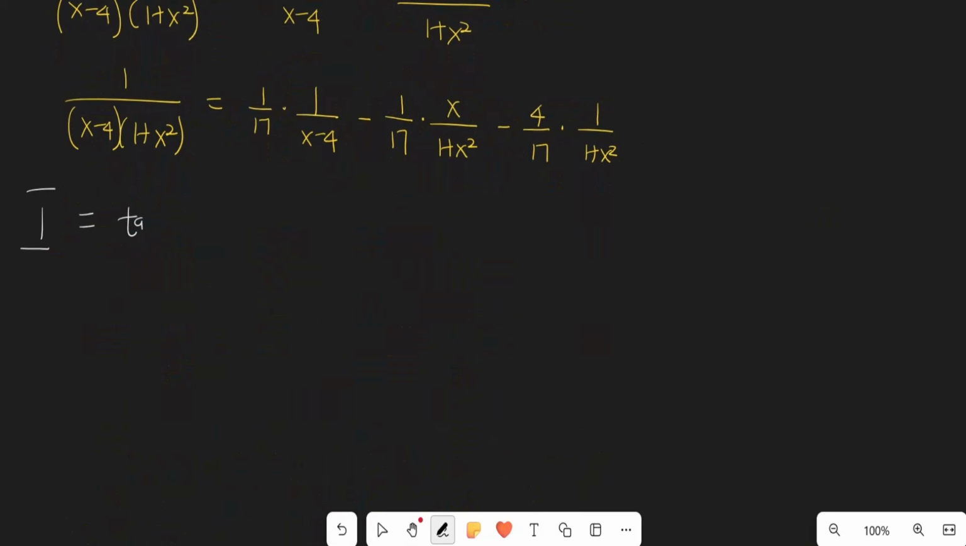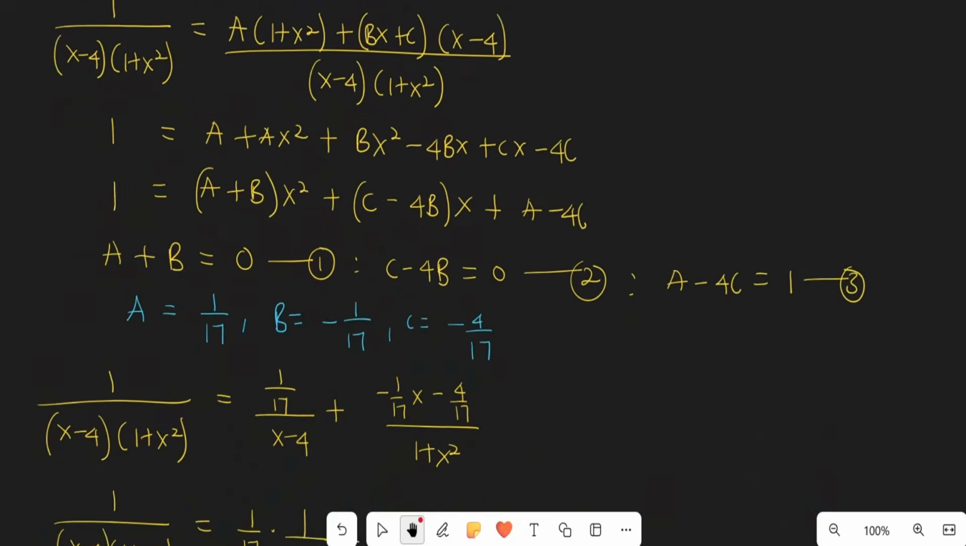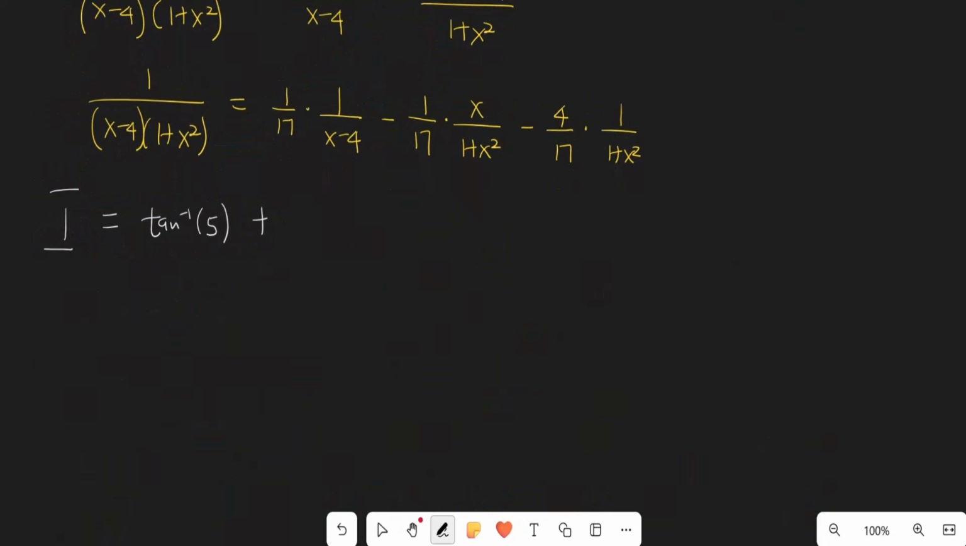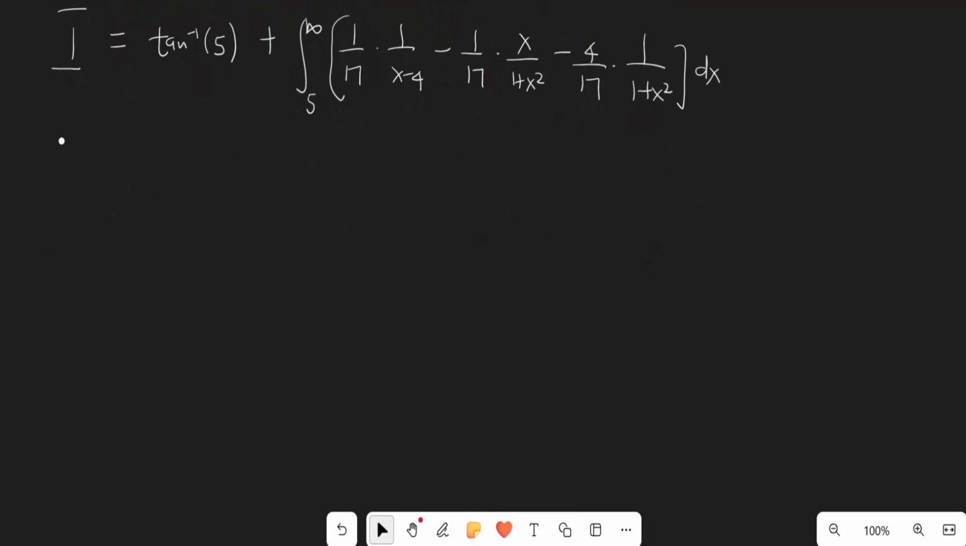This is equal to the tan inverse of 5, right? And now plus the integral from 5 to infinity of this, which is the same as that. So that is going to be 1 over 17 times 1 over x minus 4, minus 1 over 17 times x over 1 plus x squared, minus 4 over 17 times 1 over 1 plus x squared, all this dx. Cool. All right, so I is going to be equal to, this one is a constant, we just write it along. So the arctan of 5.